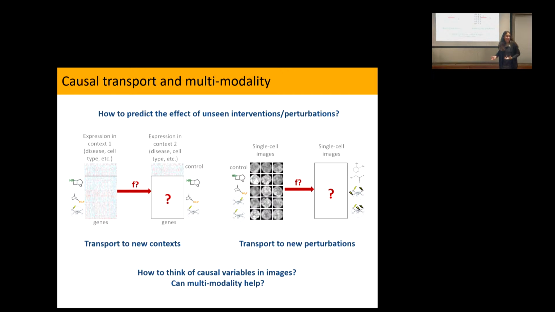We first have to learn what the causal units are. The causal unit might be the shape of the nucleus. It might be how much of a particular protein is inside the nucleus, or where it is located, et cetera. We don't know it. We have to learn it first.